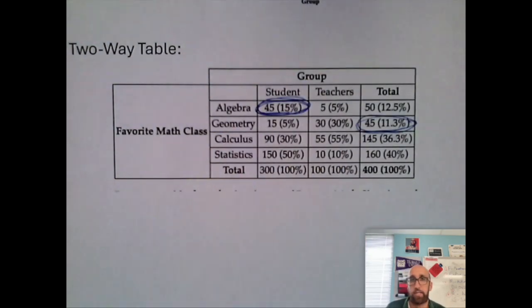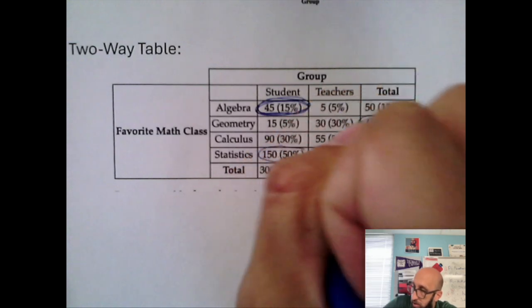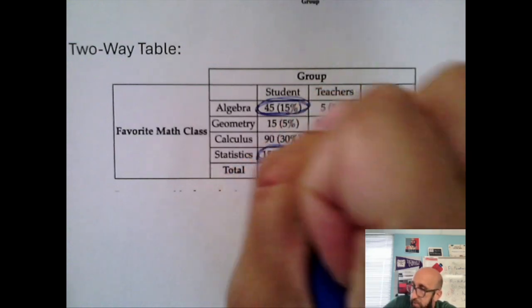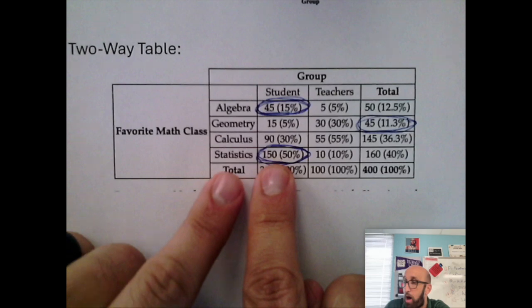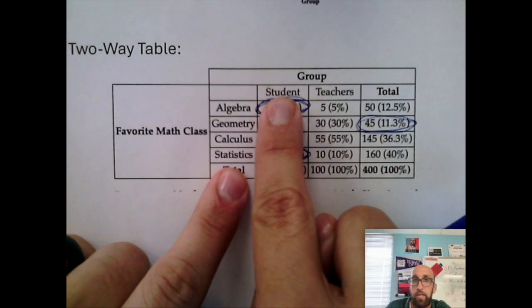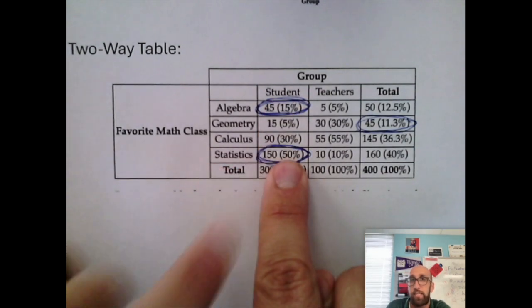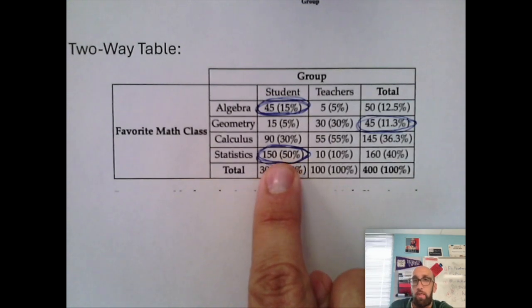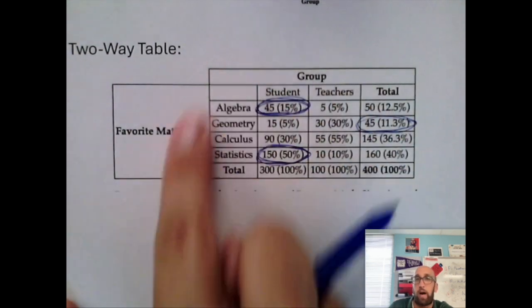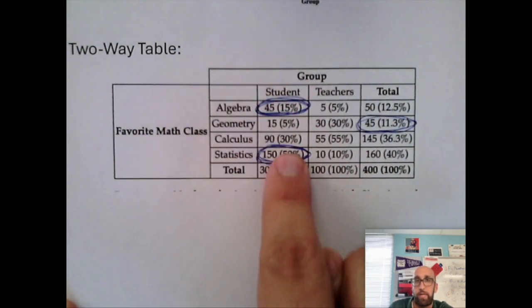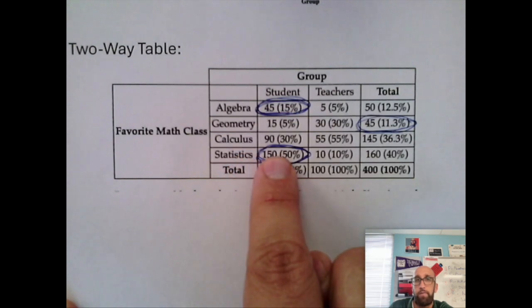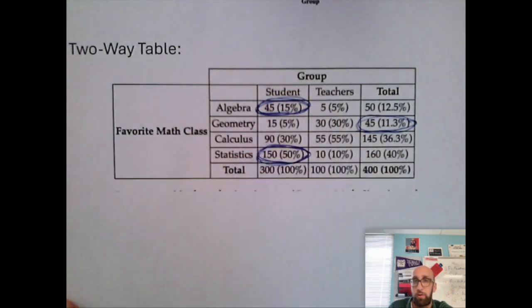How this can connect to up top as well is, up top on the mosaic graph, I said, hey, by number of people, what is the most common response? Well, if you look, there it is right there. That is my biggest count of people, 150 people. So I had students, 150, that said statistics was their favorite math class. So that is my most common response out of all of them because 150 is my biggest. I had 150 students say statistics was most popular.